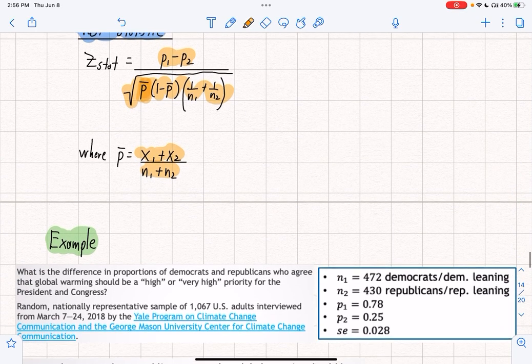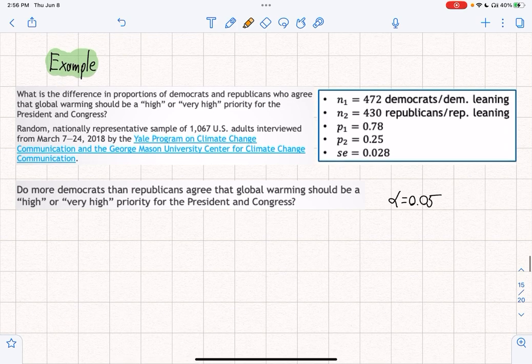Okay, so let's do an example. You'll see this example in the PowerPoint notes. So what's the difference in proportions of Democrats and Republicans who think climate change should be a high or very high priority for the president and Congress? And so they took a random sample of 1,067 US adults. So we have our numbers over here. And we're going to use alpha equals 0.05. And let's look at what we want to test. So do more Democrats than Republicans think that Congress and the president should put climate change as a high priority?